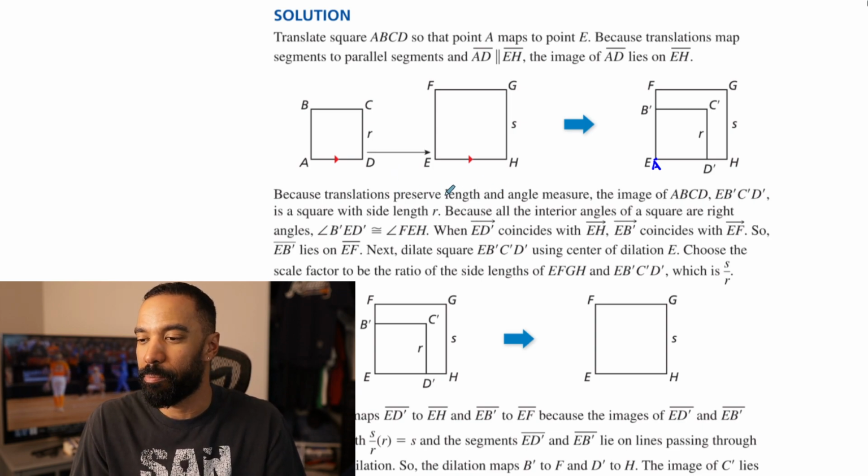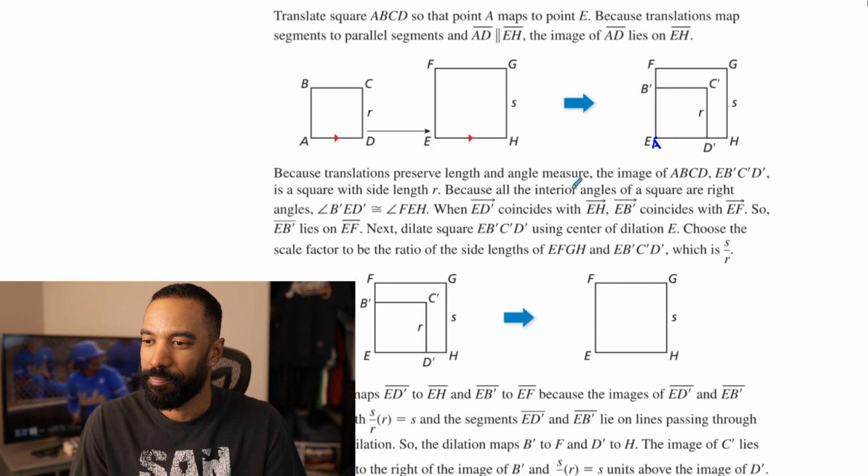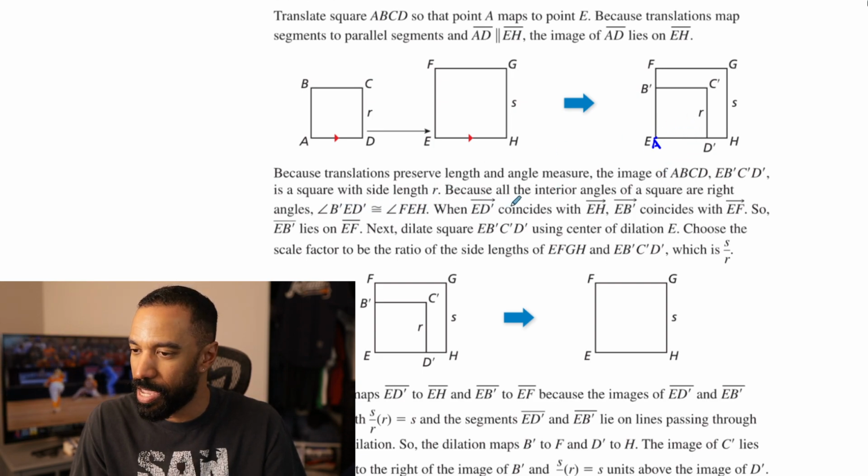Because translations preserve length and angle measure, the image of ABCD, E, B prime, C prime, D prime, is a square with side length R. Because all the interior angles of a square are right angles, all these angles are the same.